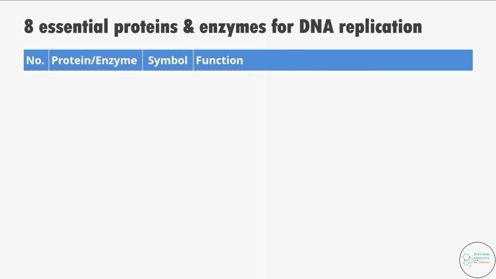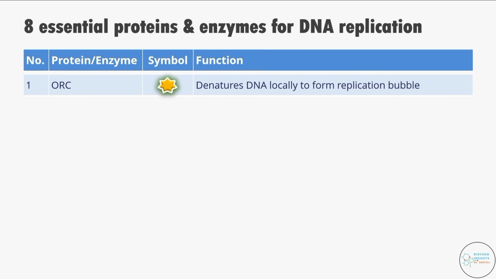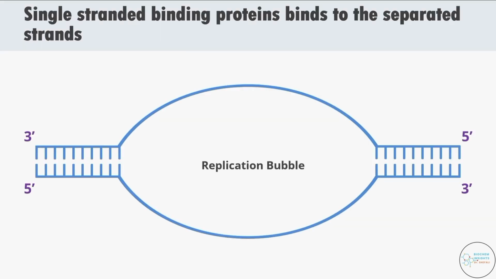So now let's add ORC to our protein enzyme list. The function of ORC is that it denatures the DNA locally to form the replication bubble. This is the magnified view of the replication bubble. Now, because these two strands are complementary to each other, they have a tendency to reanneal. What is that? It means they try to come back together in their original twisted double helix form.